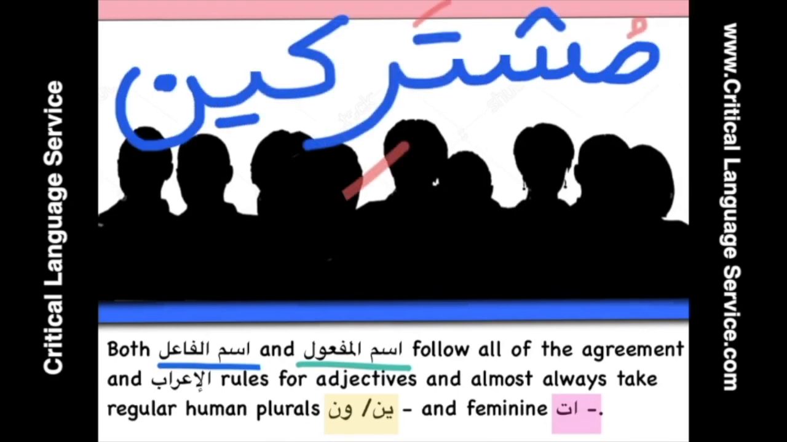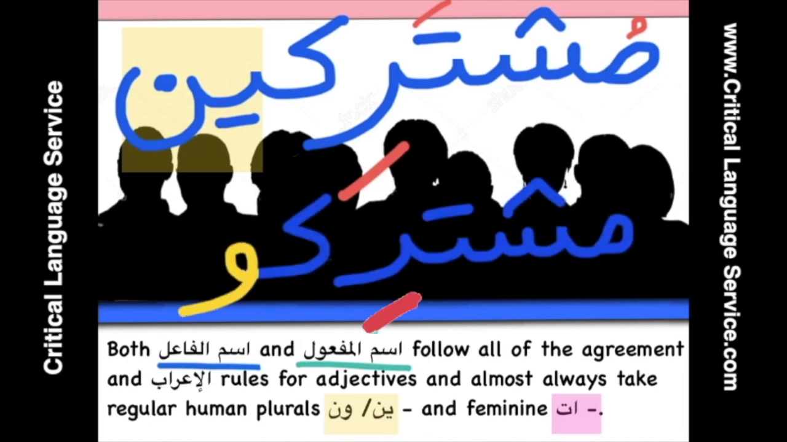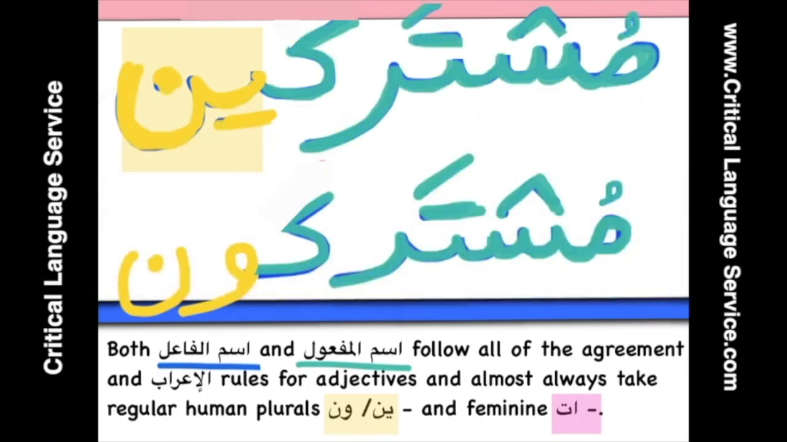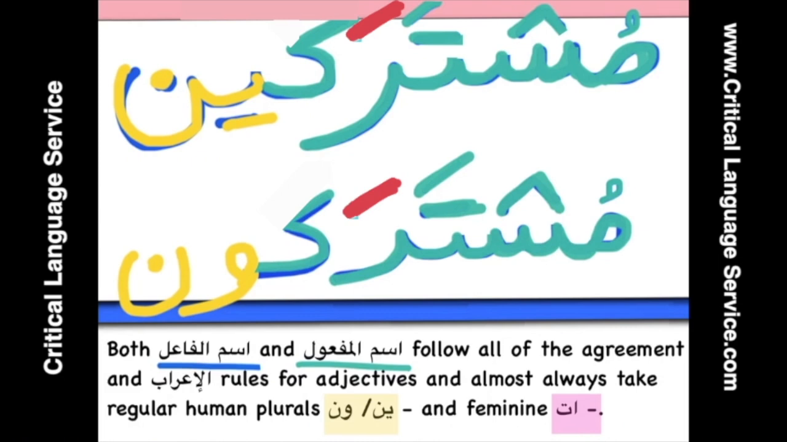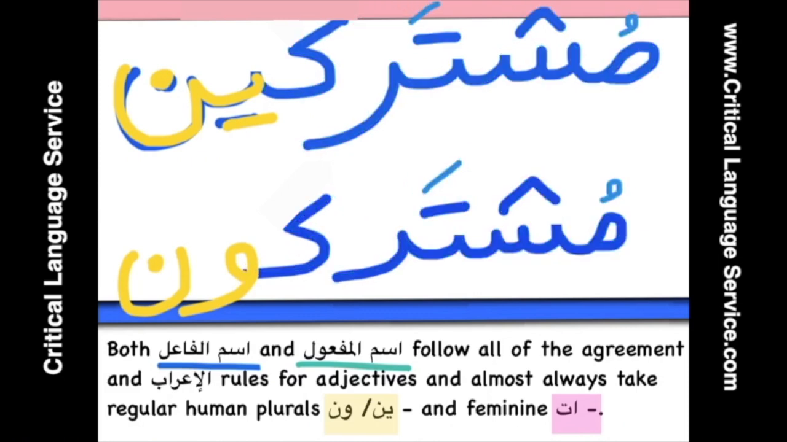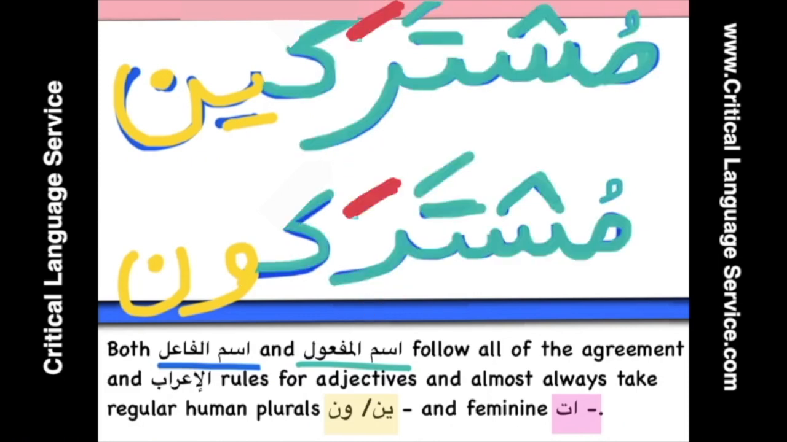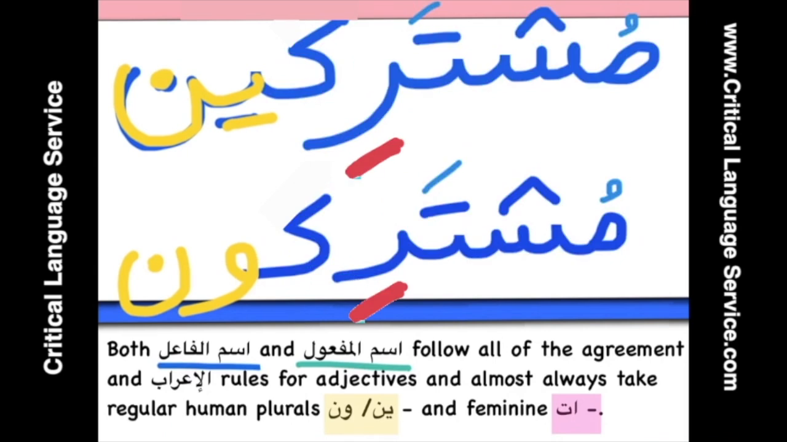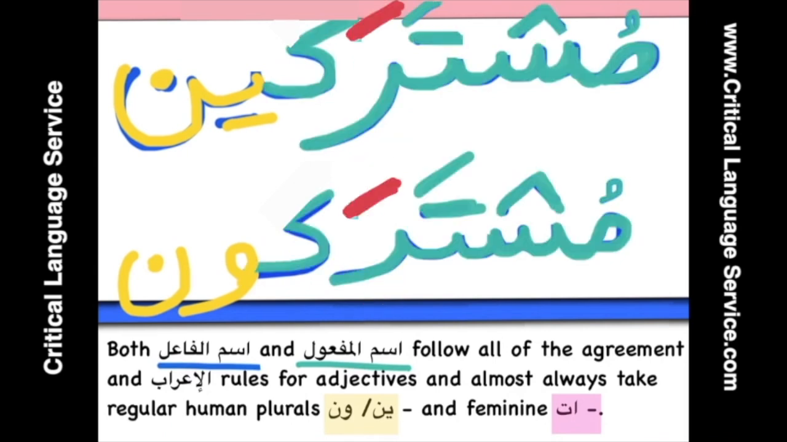So we already looked at mushtarik, but let's look at it again. It can mean participants or shared in. So mushtarikin, human plural, ism al-fa'il, and depending on where it comes in the sentence, it could also be mushtarikun. So either one of these, they're both human plurals. Same thing goes for ism al-maf'ul. Mushtarakin or mushtarakun, if they had the action done to them. Same thing. Mushtarakin, mushtarakun, same thing. It all depends on what role they play in the sentence that they're in.